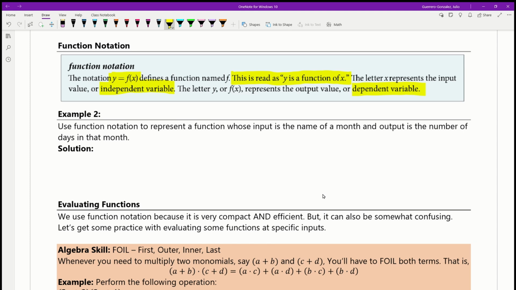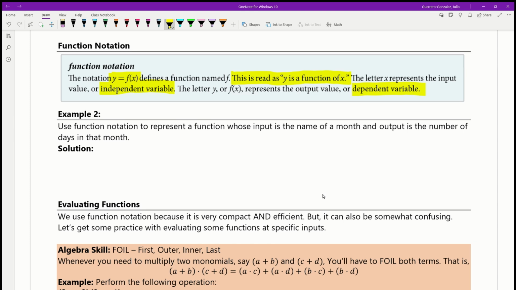So now how do we actually use this? That's example 2. For example 2, let's say we want to use function notation to represent a function whose input is the name of a month and the output is the number of days in that month. This is the part where you're going to be a little bit afraid at the very beginning, but you'll pick it up as the semester goes along. Whenever you need to define a function, you can call it whatever you want, so long as you use the notation that's been presented up in our definition.